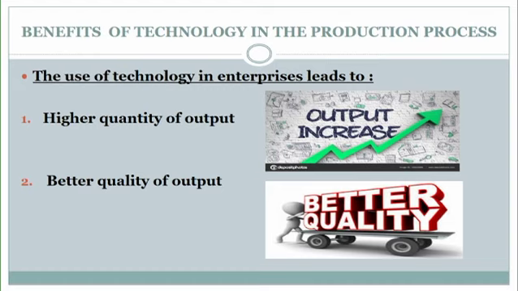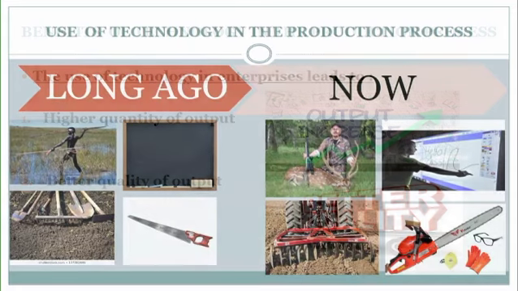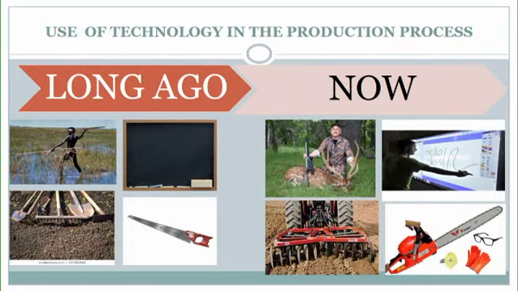Benefits of technology in the production process. The use of technology in enterprises brings many advantages like higher quantity of output and better quality outputs are produced. Some examples of the use of technology in the production process are shown in the diagrams below. As it can be seen from the pictures, long ago hunters used sticks to hunt, while nowadays guns are more popular for hunting. Similarly, teaching was carried out using blackboards and chalks as compared to digital boards, which are increasingly being used.